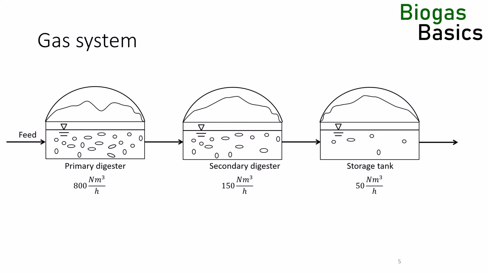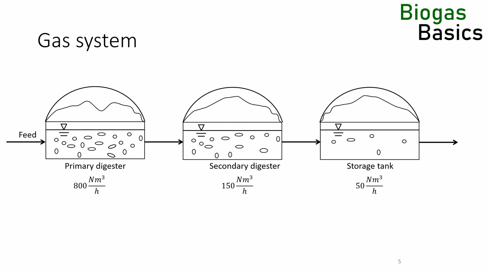What is the best way to connect the gas domes when designing a biogas plant? Here's an example biogas plant comprising 3 tanks. A primary digester that is fed with feedstocks and produces 80% of the biogas. A secondary digester that receives the effluent of the primary digester and produces 15%. And a storage tank that makes 5% of the total biogas production.